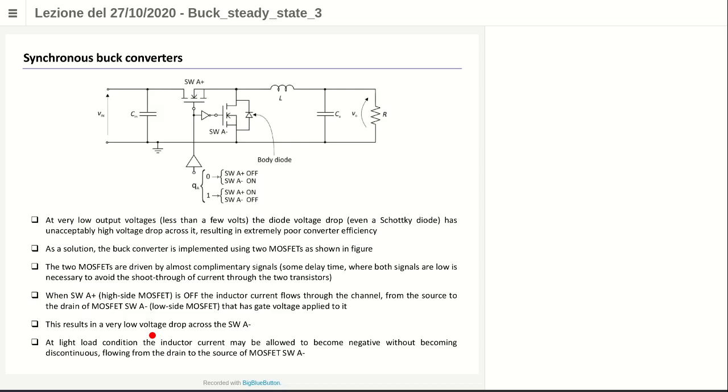You have a 0.5 volt drop just across the diode when the diode conducts, and then you can generate 1 volt at the output. This means that your efficiency is very low, less than 50%. Okay, because just half of the voltage is lost in the diode. So the typical voltage drop, even if you are using a Schottky diode with 0.5 volt, is totally detrimental for the operation of the converter that has to generate a very low output voltage.